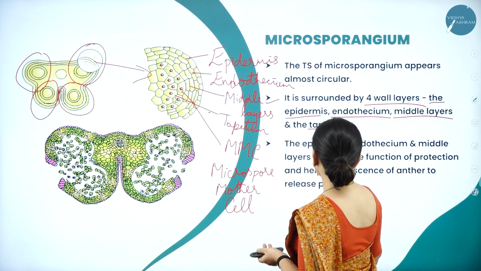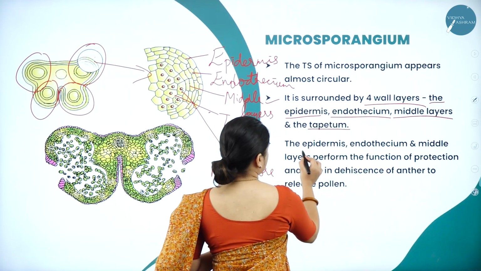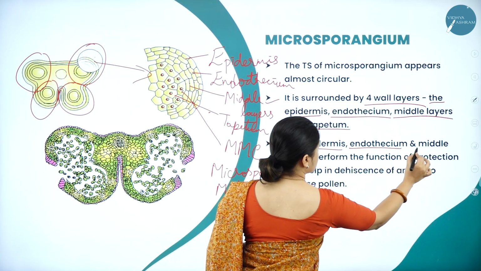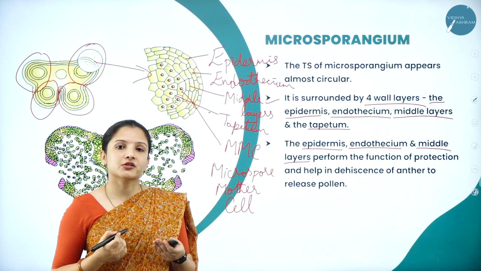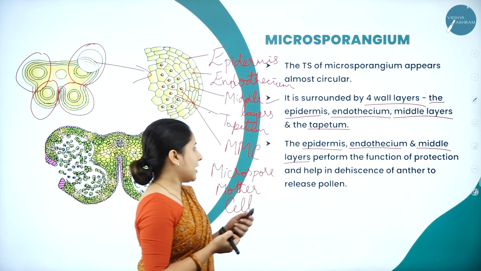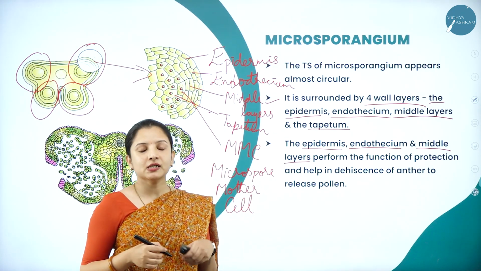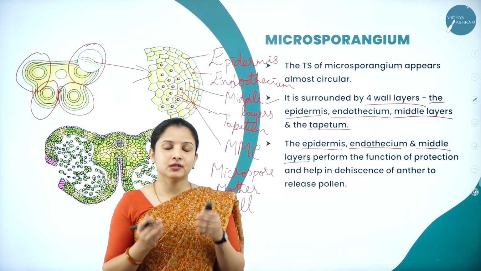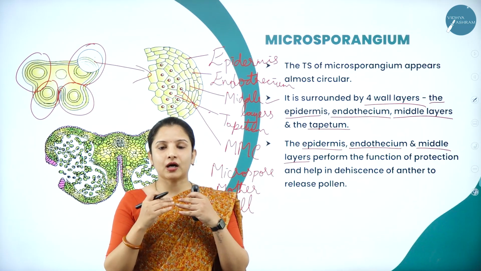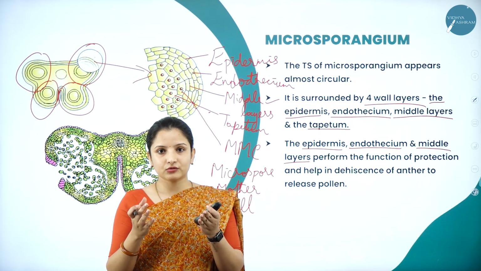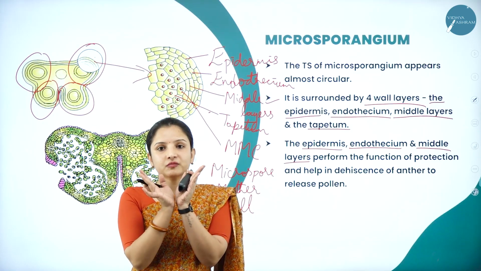The epidermis, the endothecium and the middle layer perform the function of protection to the anthers, and they also help in the dehiscence of the pollen grains. When the anther matures and the pollen grains are about to be released outside, the anthers have to split open.